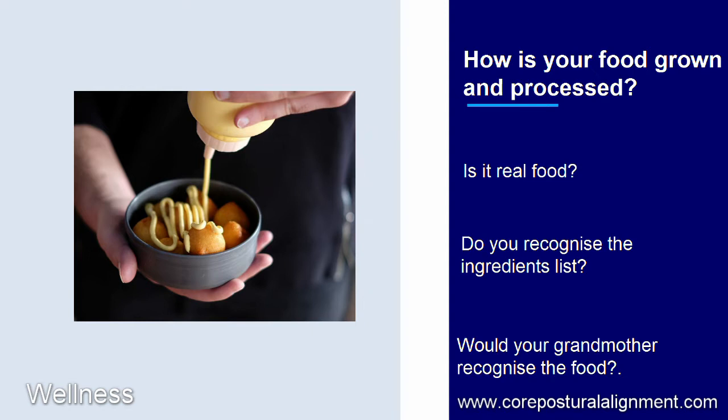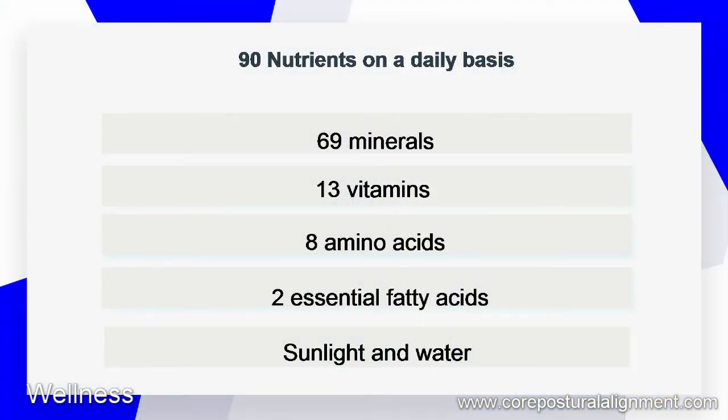Now, this is interesting because we need on a daily basis, they reckon, 90 plus nutrients every day. That's made up mainly of minerals. So there's around 69, 70 minerals that we need on a daily basis, 13 vitamins, 8 amino acids, 2 essential fatty acids. These do vary a little bit. Some sources might just have 3 essential acids and more minerals, but that's roughly the basic nutrition that we need on a daily basis.